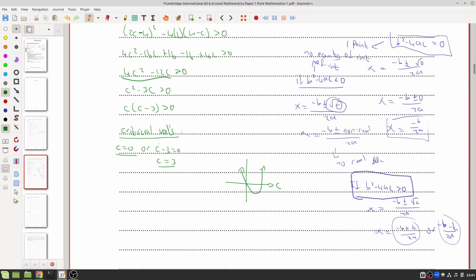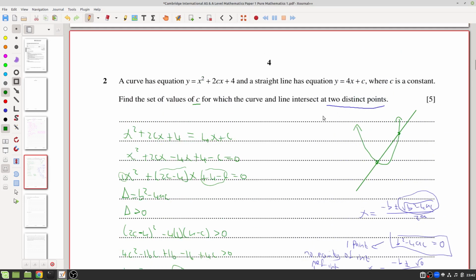So it looks something like that. And it doesn't matter where the turning points or any of that are. All we care about is that this value is 0 and this value here is 3. And now the question is, where is this parabola bigger than 0? So where is it above the c-axis, or the x-axis if you think about it in x and y terms? Well, that's this part here and this part there, right? So everything to the left of 0 or to the right of 3, which means that c must be smaller than 0, or c must be bigger than 3. And that is our solution. That's all the set of values for which there will be two distinct points of intersection.